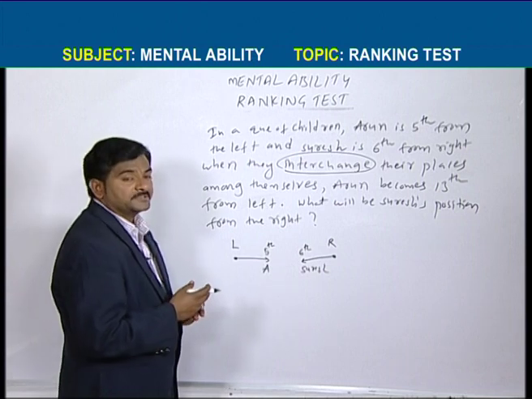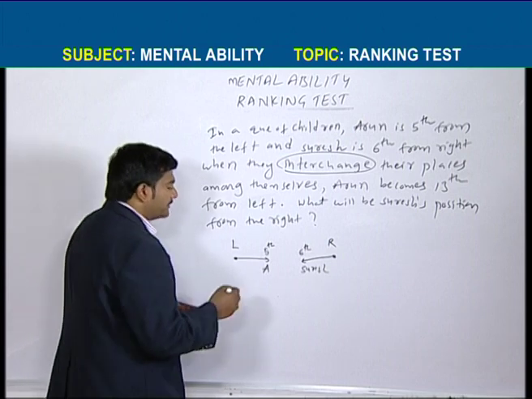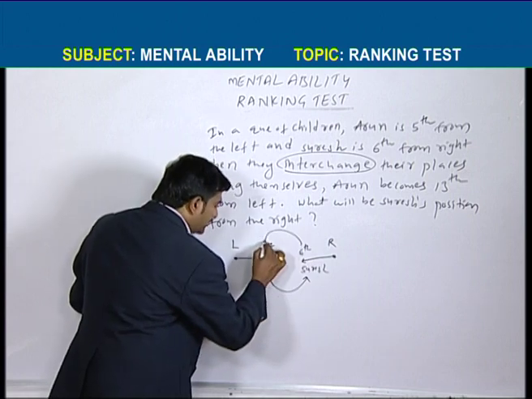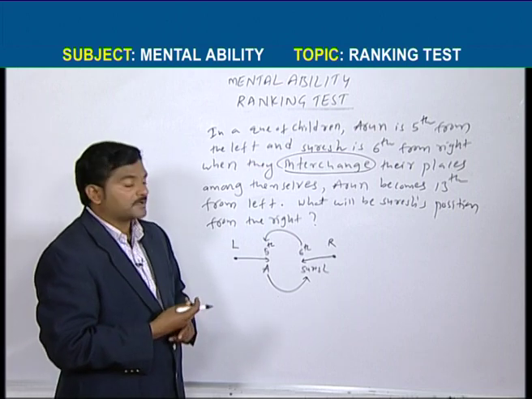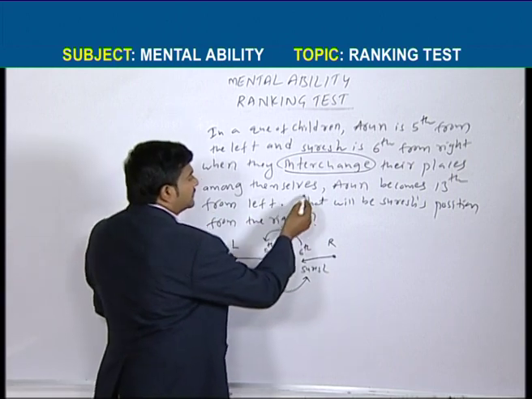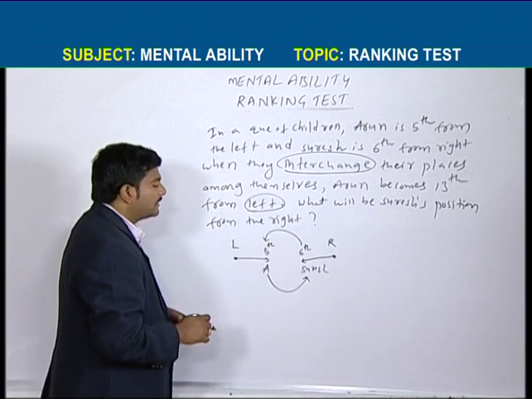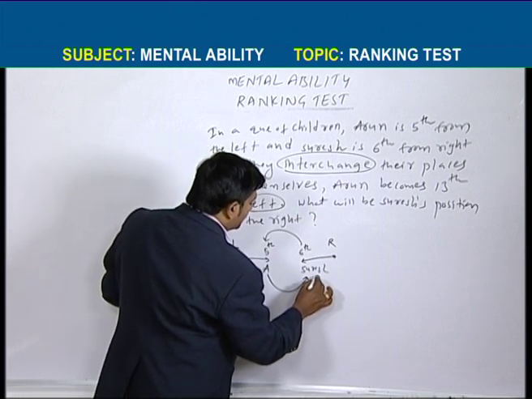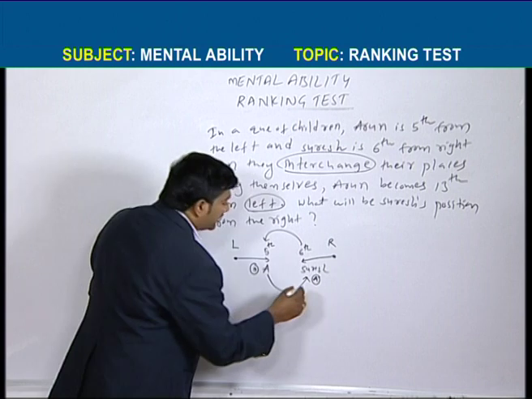When they interchange their places, what does it mean? Now Arun occupies Suresh's position. Similarly, Suresh occupies Arun's position. Arun occupies Suresh's position, Suresh occupies Arun's position. When they interchange their places, among themselves, Arun becomes 13th from left. Now where is Arun? Arun is at the previous Suresh position. So now here Arun is there, and here Suresh is there. After this interchange, Arun becomes 13th from left.